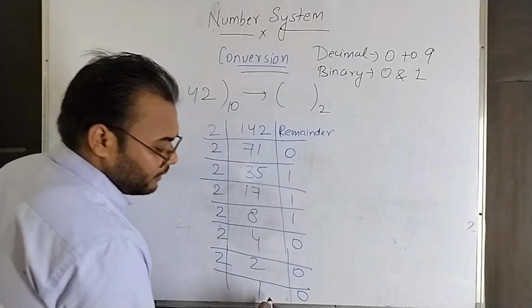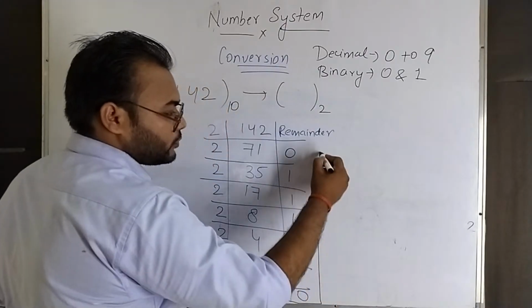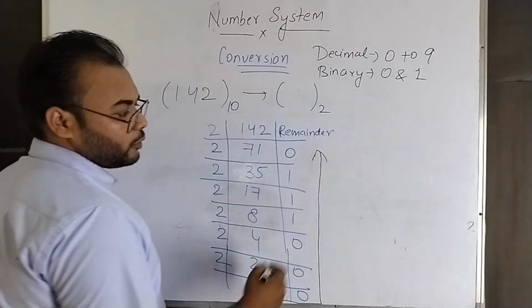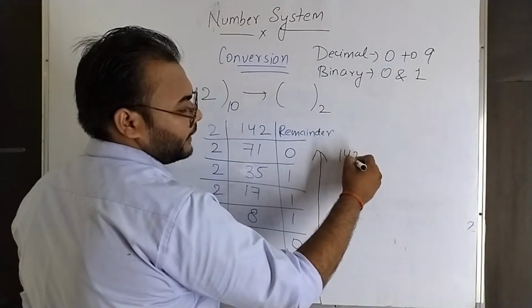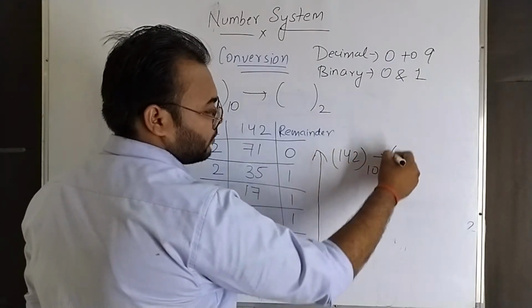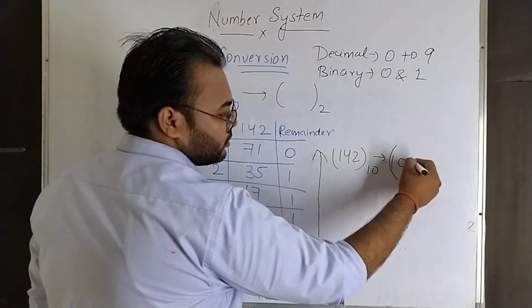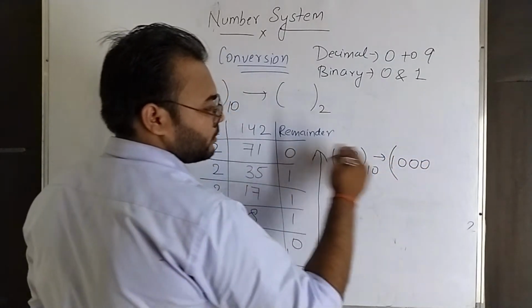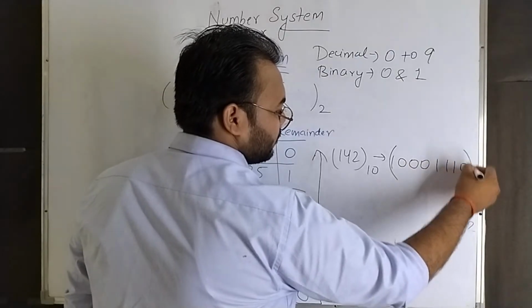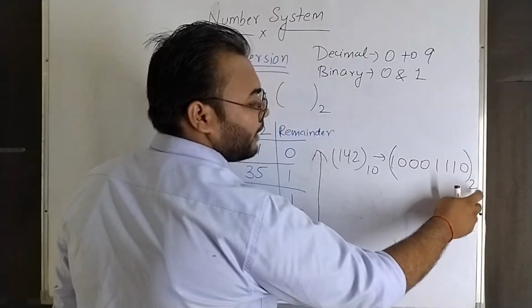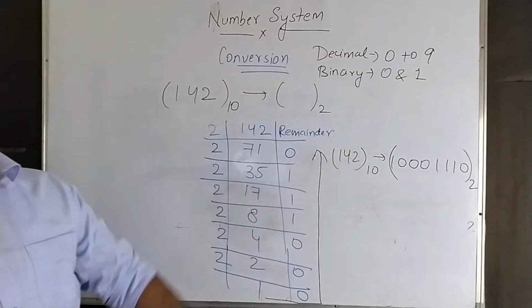Now we are going to see the bottom to top approach. The 142 base 10 can be written as 1000 1110 base 2. Don't forget to write the base. So you can check, this is the answer.